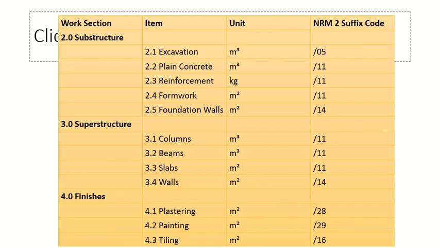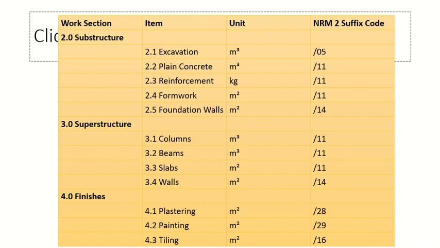So for example, this is a section of the NRM. I thought this is the list of the taking off. No, this is the list for what now? You can see the list for substructure, the list for superstructure, and the list for finishes. It's not the complete list, I just took half of the page, just to give you an idea. It does not end here, by the way.